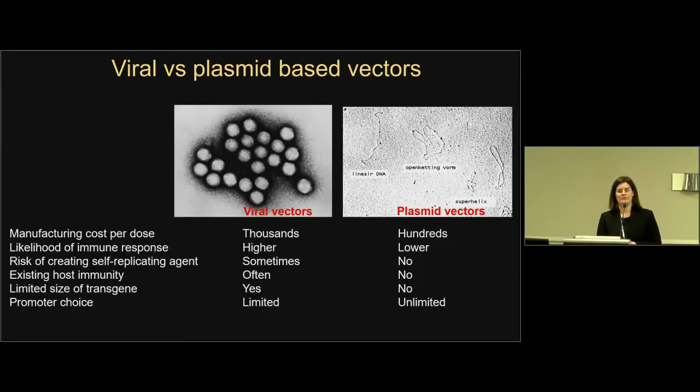I've shown this slide for a number of years, and I don't want it to look like I don't like viral vectors. I do, but there are some advantages of using plasmids. They cost less, probably an order of magnitude less. There's less likelihood of an immune response. You don't have any risk of creating a self-replicating agent. You don't have existing host immunity that we know of that could be changing due to some of the recent stuff with Cas9. You don't have any size limit on the transgene, and you have unlimited promoter choice.